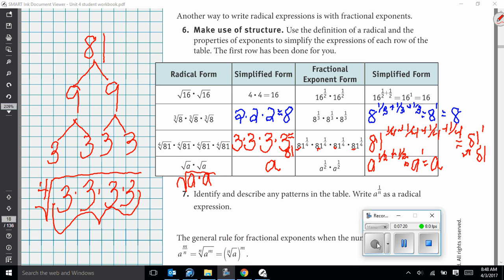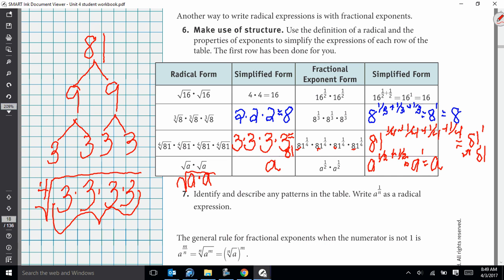All right, number 7 says identify and describe any patterns in the table. Write a to the 1/n as a radical expression. All right, so now we're getting out there. How would we write a to the 1/n as a radical expression? What does this pattern tell us? How does the fractional exponent form compare to the radical form? Compare these two columns.